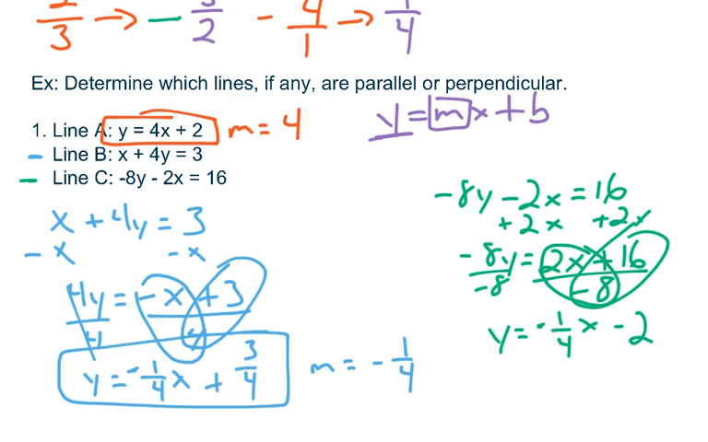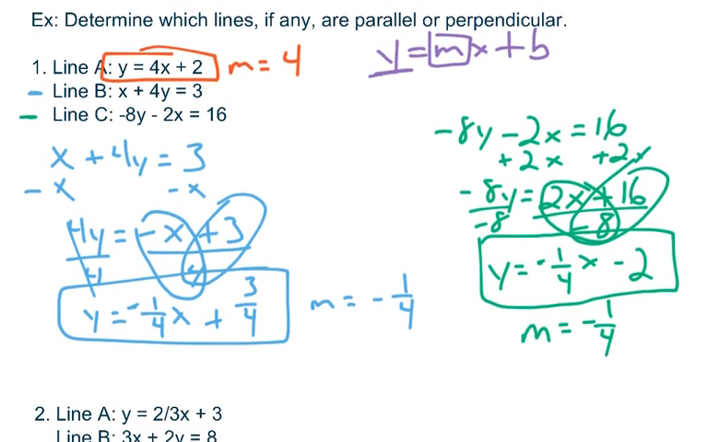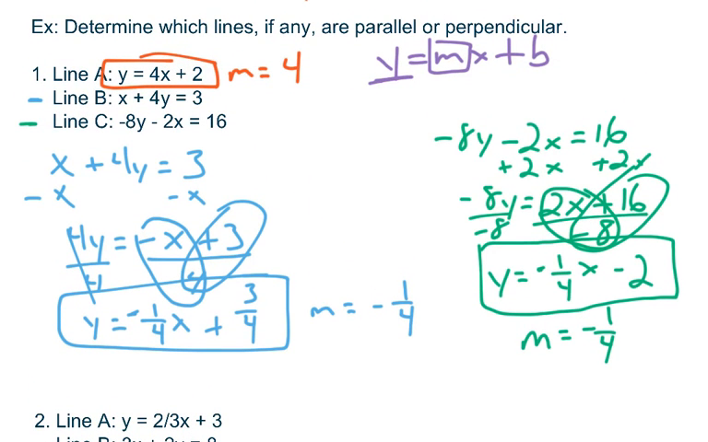Again, you don't have to, not the end of the world. So here's our equation in slope-intercept form for line C. The slope here is also negative 1/4. Okay, so then the question becomes, which ones are parallel? Well, remember, parallel means they have the same slope.